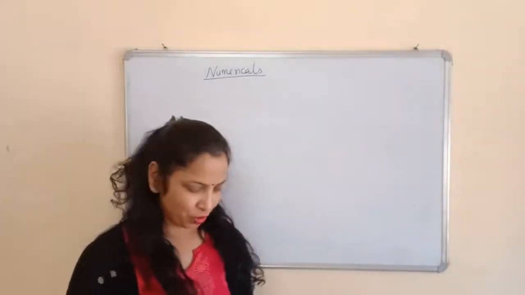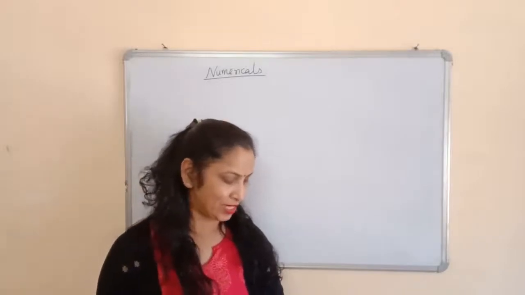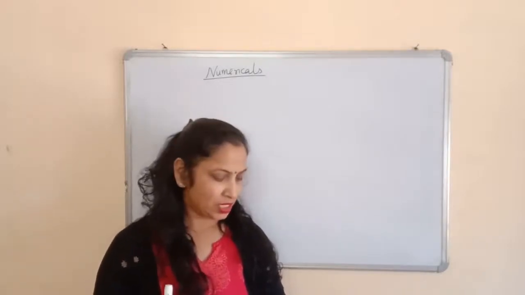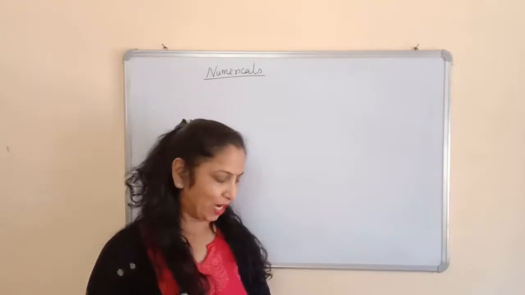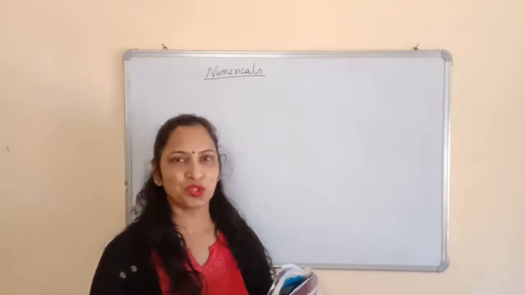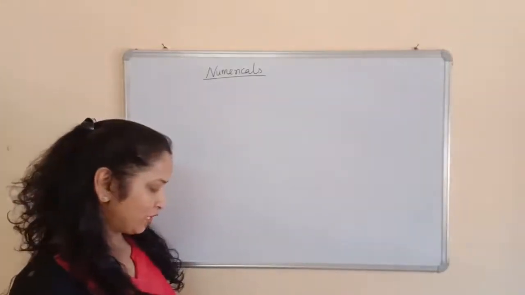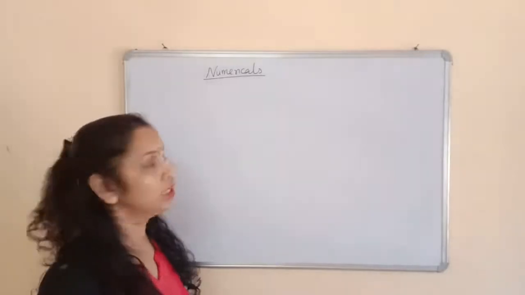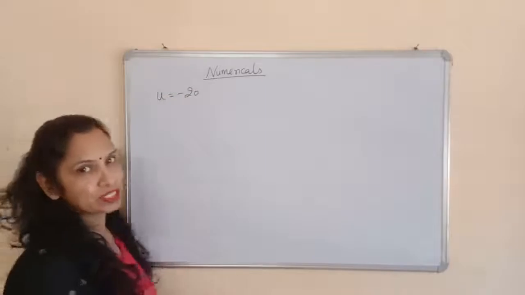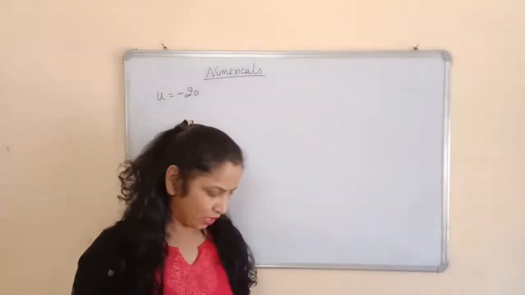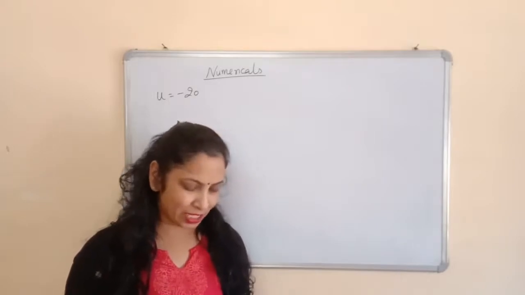Now this is the question from convex mirror. The question is, an object placed 20 cm in front of the mirror is found to have the image 15 cm in front of it and behind the mirror. Okay, it's not exactly a question of convex mirror. Actually, it is a question of mirror only. So, object is placed 20 cm in front of mirror. It means this is U, and U is always negative for both the mirrors, either the concave or the convex.